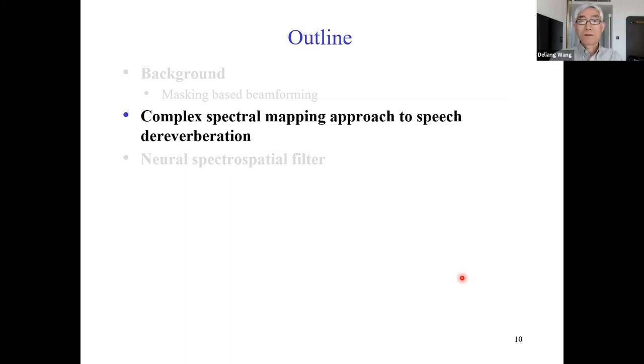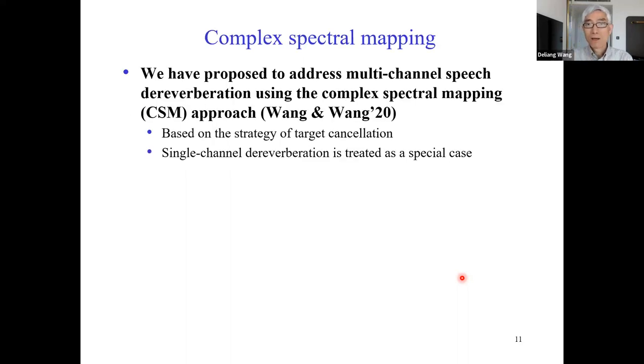So let me move to the second part of my talk, which is the complex spectral mapping approach to speech dereverberation. Three years ago, we published a study which uses complex spectral mapping to perform multi-channel speech dereverberation. This study is based on the strategy of target cancellation. And one nice property of this approach is that single-channel dereverberation is not treated as a special case of multi-channel dereverberation.